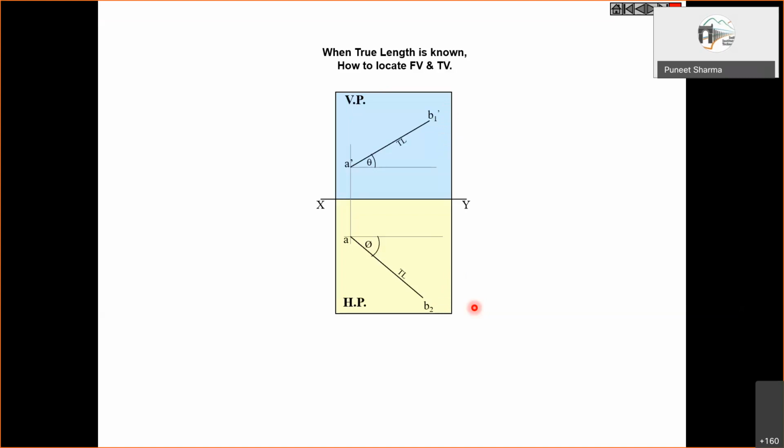Sir, sorry to interrupt you. So, can we conclude that we cannot get either the original lengths or the original angles? No, it is not so.